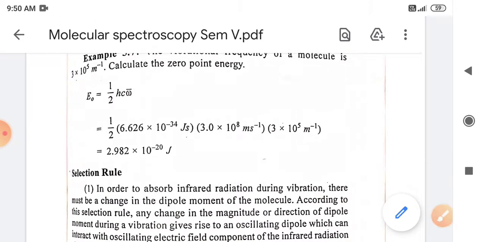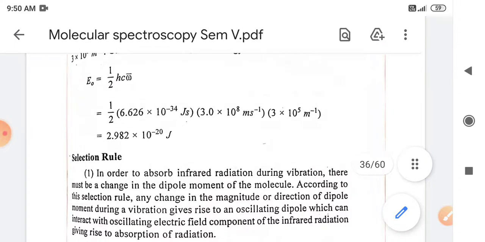So in the next lecture we will try to see some selection rules for vibrational spectroscopy and the vibrational spectra for real molecules.